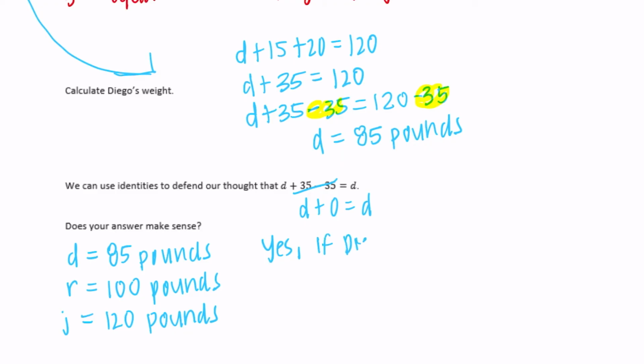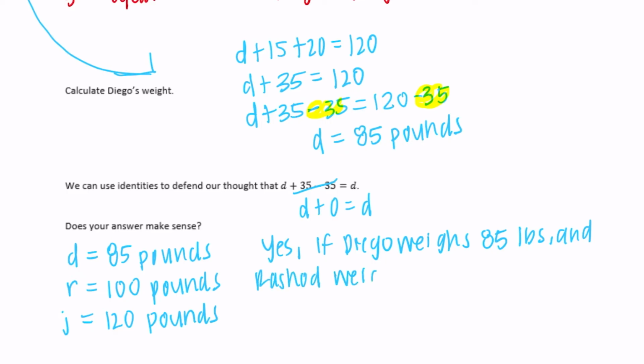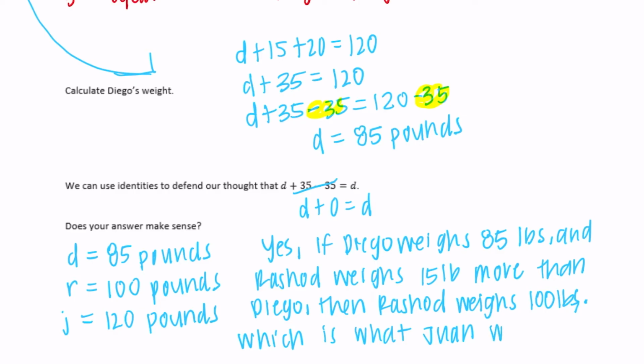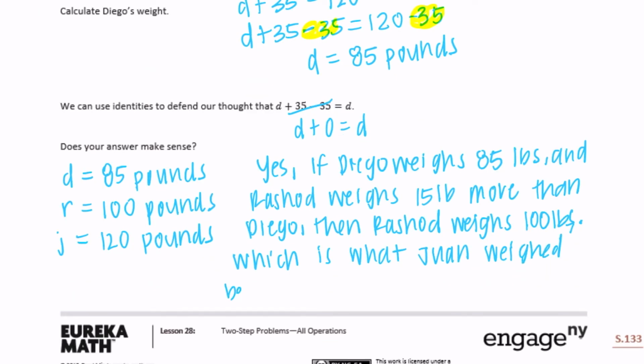If Diego weighs 85 pounds and Rashad weighs 15 pounds more than Diego, then Rashad weighs 100 pounds, which is what Juan weighed before he gained 20 pounds.